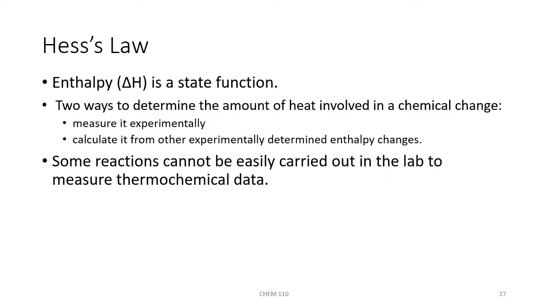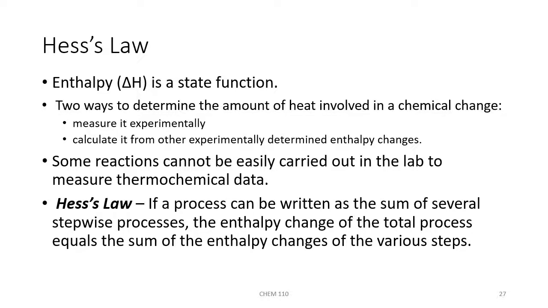If we have a reaction that's not easy to carry out in the lab and measure thermochemical data, using Hess's law is probably the best bet. If we can write a process as the sum of several stepwise processes, the enthalpy change for that total process will equal the sum of the enthalpy changes for all of those various steps. Let's compare 2 separate processes and see how Hess's law would work. We could have a direct process, which would mean going directly from reactants to products. Imagine we have carbon combining with oxygen to form carbon dioxide. If we did that reaction, we could measure the enthalpy change directly as negative 394 kilojoules.